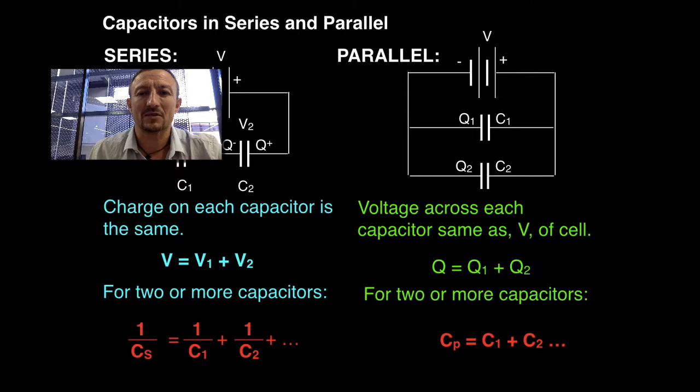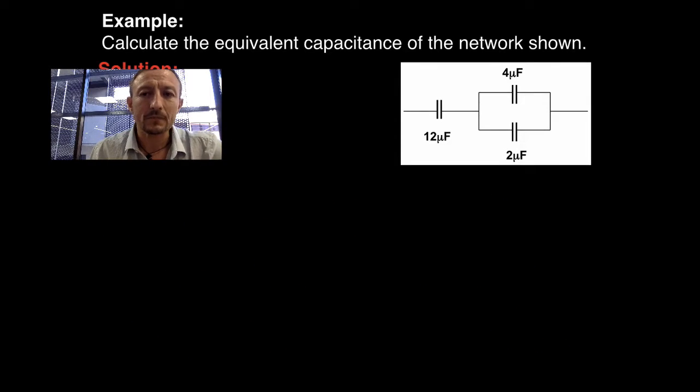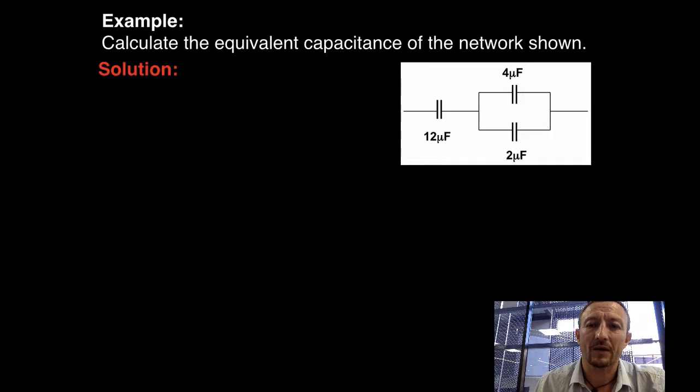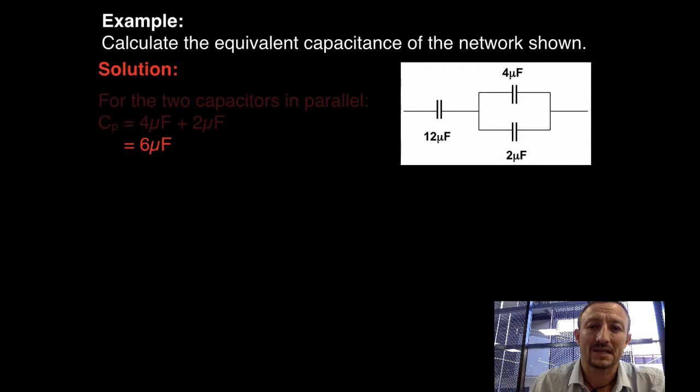So let's put this into practice and have a look at a quick example. Here you can see I've got a circuit where I've got a 12 microfarad capacitor, and then that's linked to two capacitors in parallel, 4 microfarad and 2 microfarad. Now the way to solve this problem is to try and convert all of the capacitors into as though they're one big capacitor to find out the overall capacitance. So the way we do that is deal with the parallel first. In order to work out the total capacitance of capacitors in parallel, we add them together. So I add 4 microfarad plus 2 microfarad, and I end up with 6 microfarad.